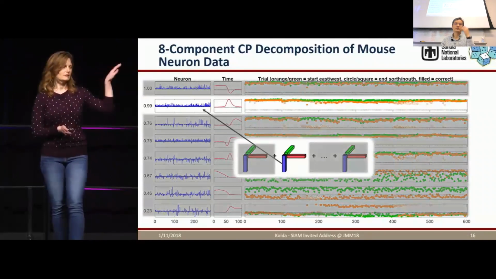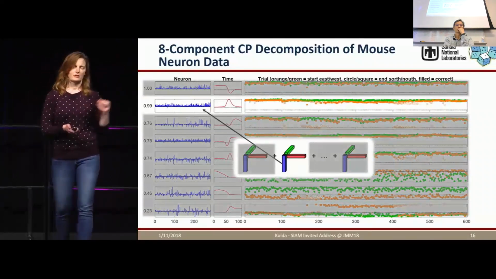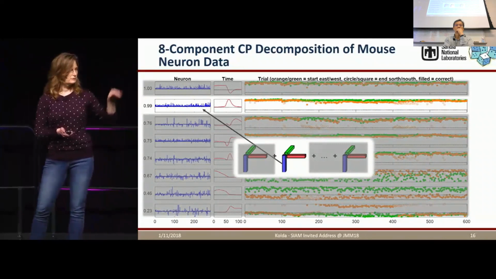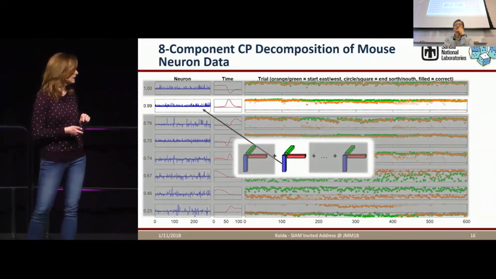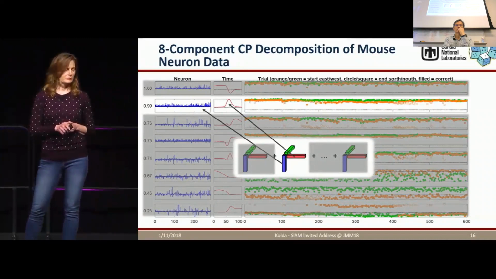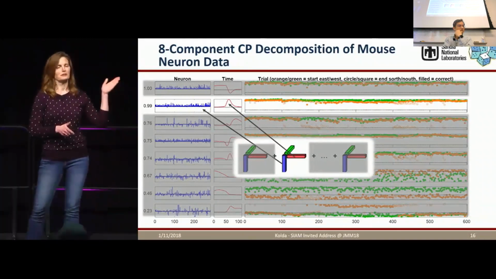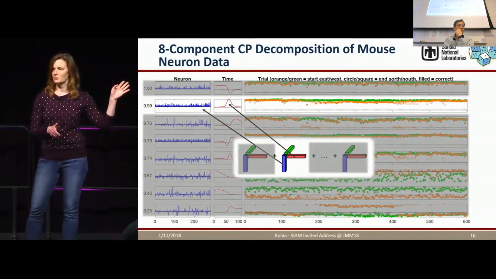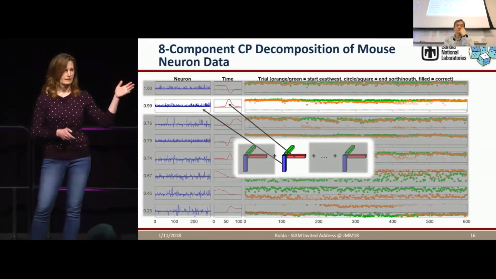This first plot over on the left is the activation of each neuron, which corresponds to the vector in mode 1. Then we see a profile in time, which corresponds to the activity in time. And notice that this curve is smooth. We did nothing to make this smooth. This is just inherent in the data.